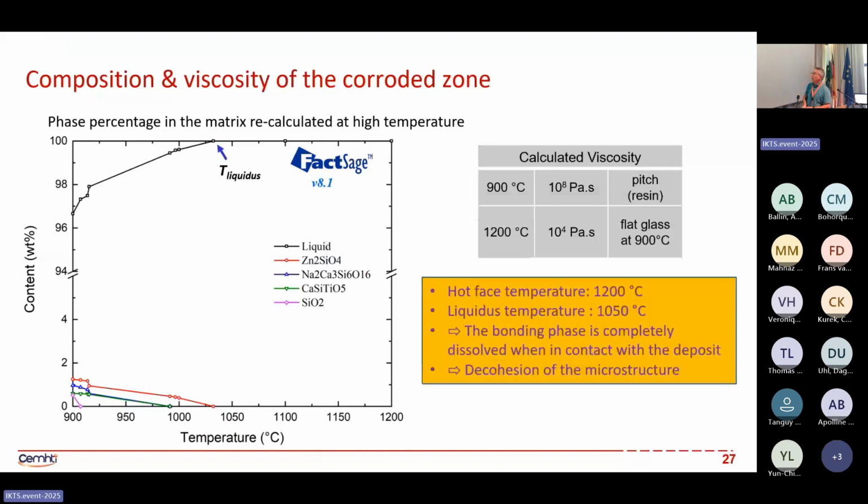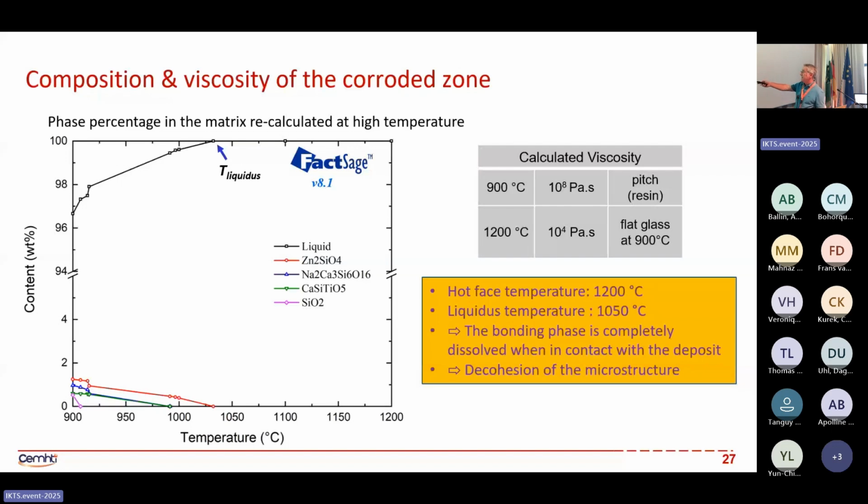First, hot phase temperature, 1,200. Liquid temperature, 1,000 this time, so lower than the interface temperature. At the beginning, the slag, the deposit is partially liquid, and now it is solid. It is solid, sorry. It is liquid. It is completely liquid, because the temperature is much lower.